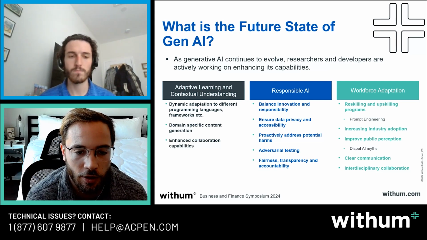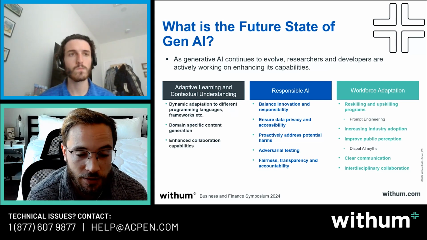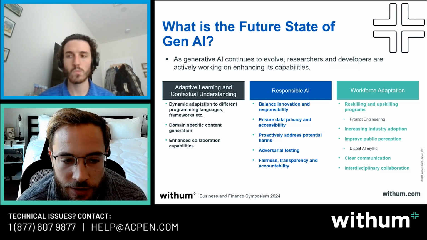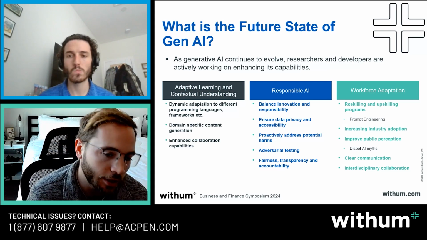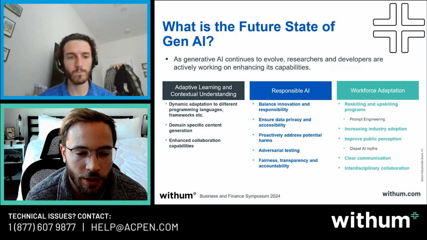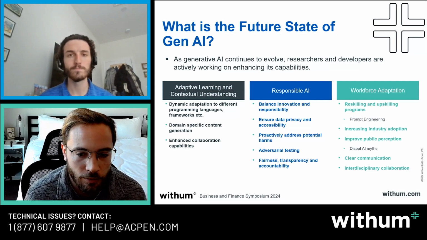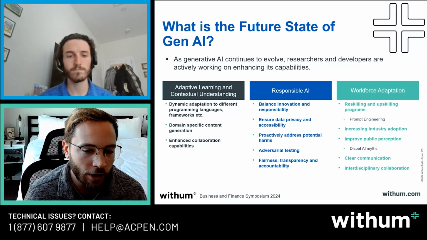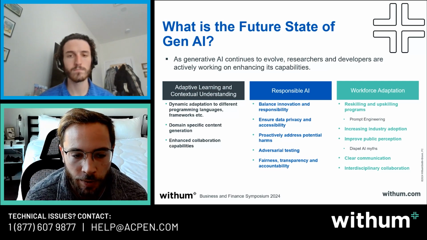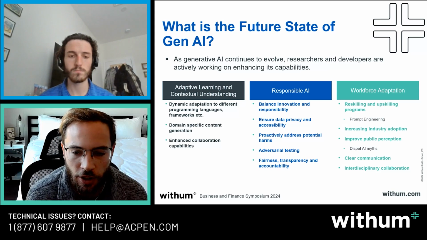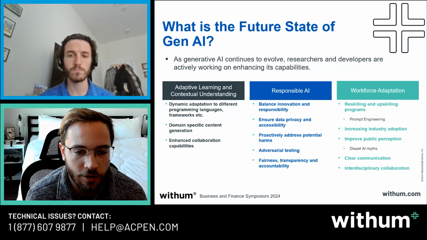Right? It's continuing to learn. It doesn't know everything yet, but as it learns new languages, frameworks, etc. And then also with domain-specific content generation, whether you're in finance or you're in oil and gas, whatever it may be, your different domains, it doesn't really fully understand your terms or anything like that. So it continues to learn on those. And then also with the enhanced collaboration capabilities.